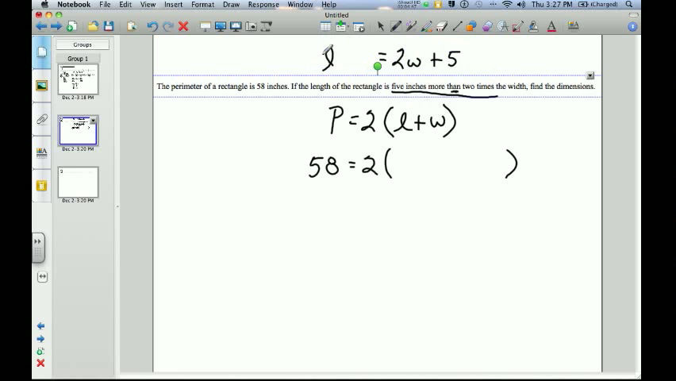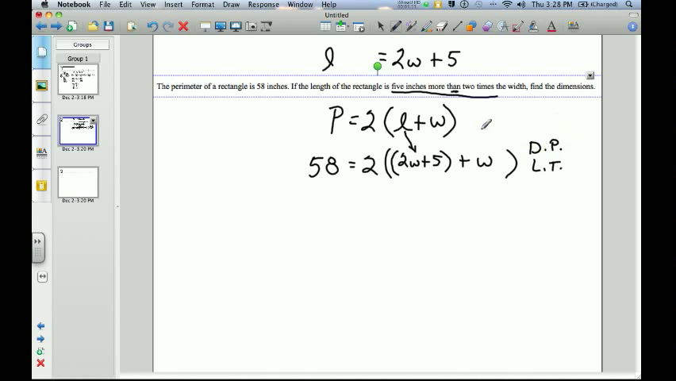Now that's going to go in just for the L. So we're going to do another parentheses: 2w plus 5. And then we have our w here. Again, this is what we found in the sentence. So now you have a choice. You can either do distributive property first and then take care of like terms, or vice versa.